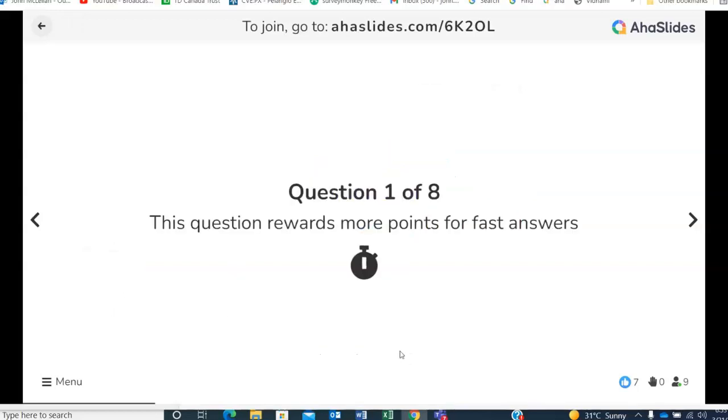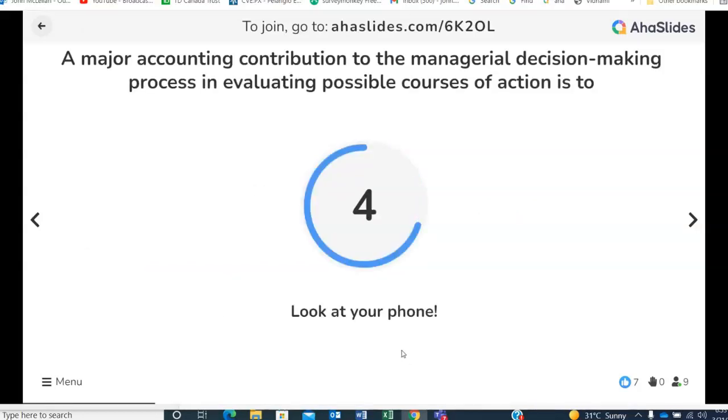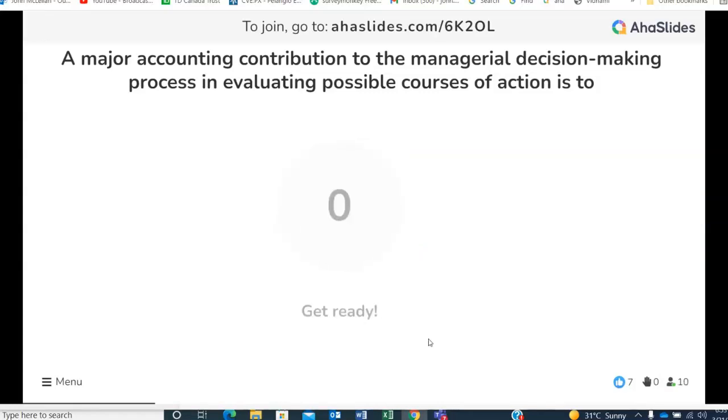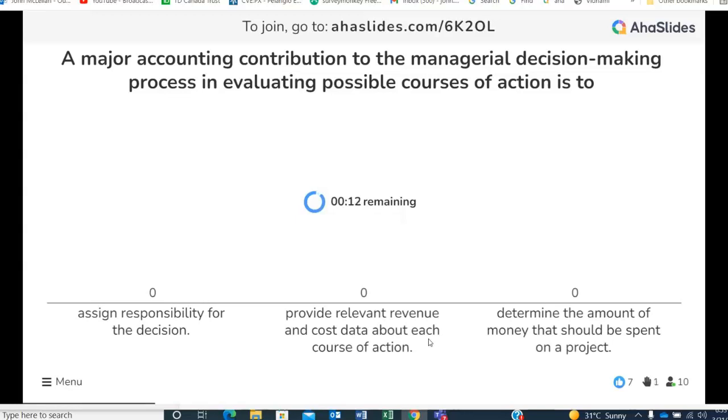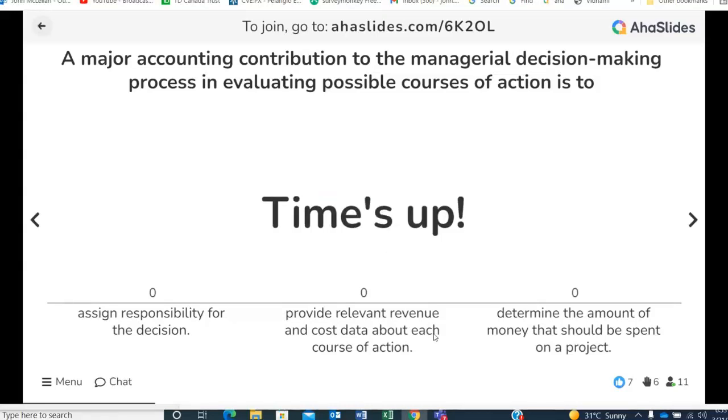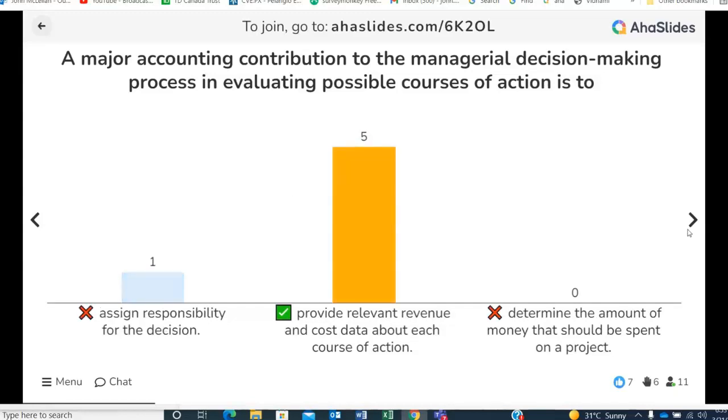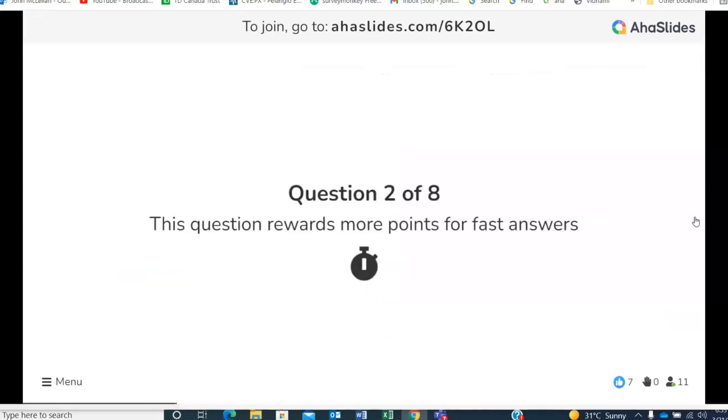Okay, quiz question 1. A major accounting contribution to the management decision-making process of evaluating possible courses of action is to assign responsibility, provide relevant revenue and cost data about each course of action, or determine the amount of money that should be spent on a project. Answer, good. Yes, of course. Relevant means that it is a future cash flow and it's different between alternatives.